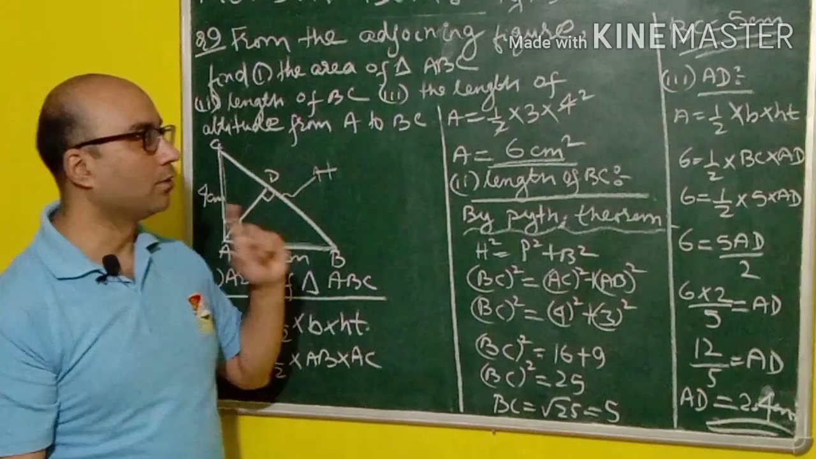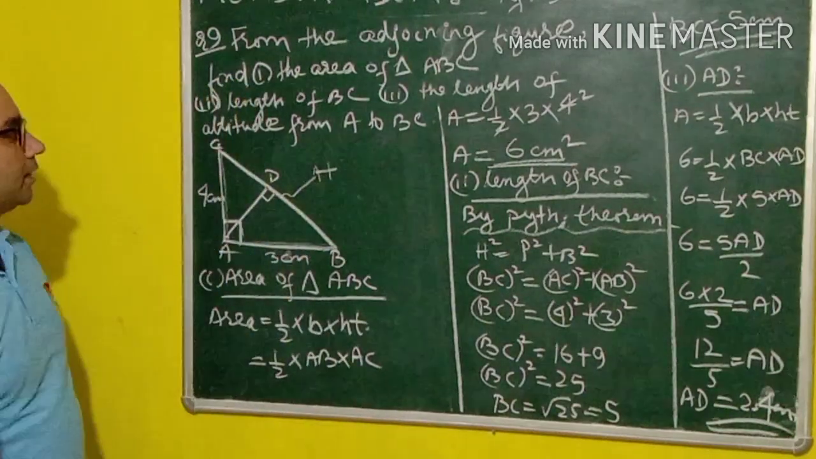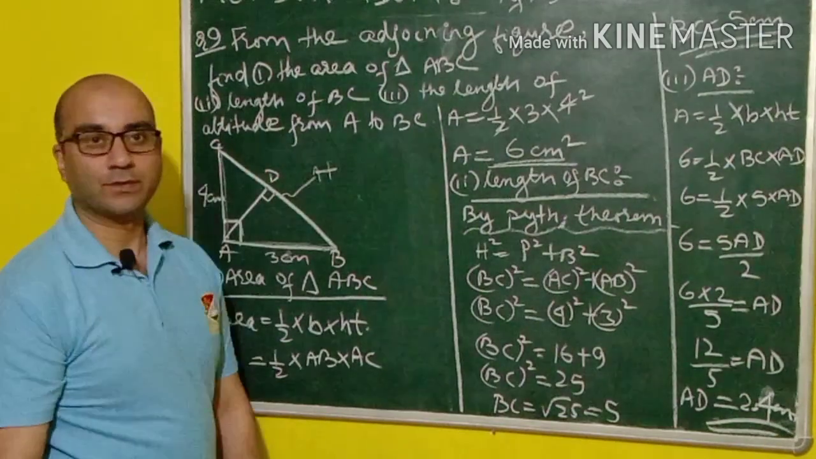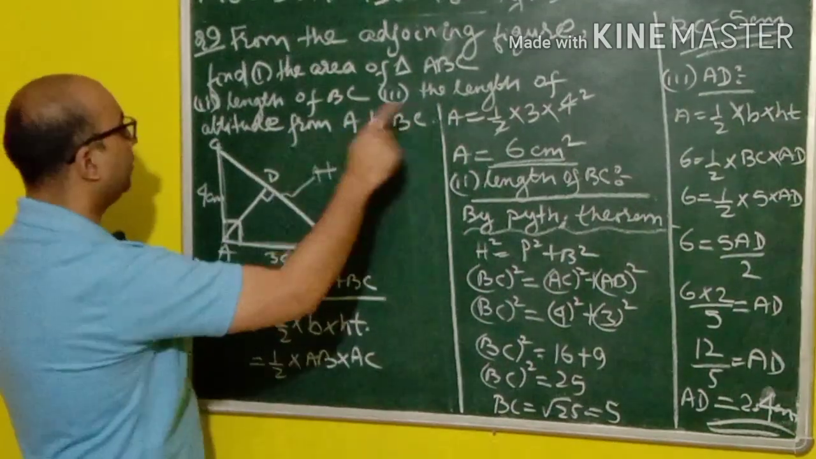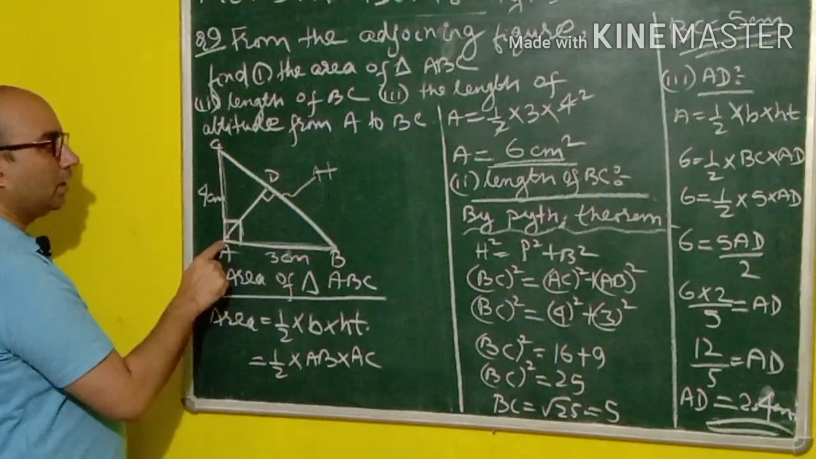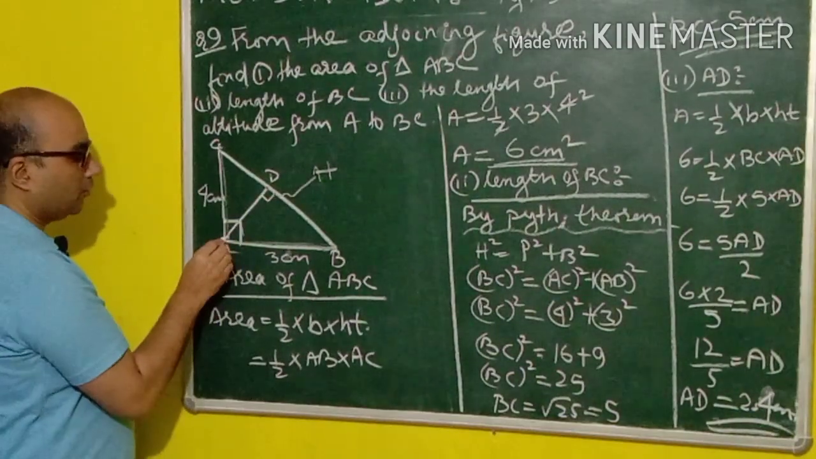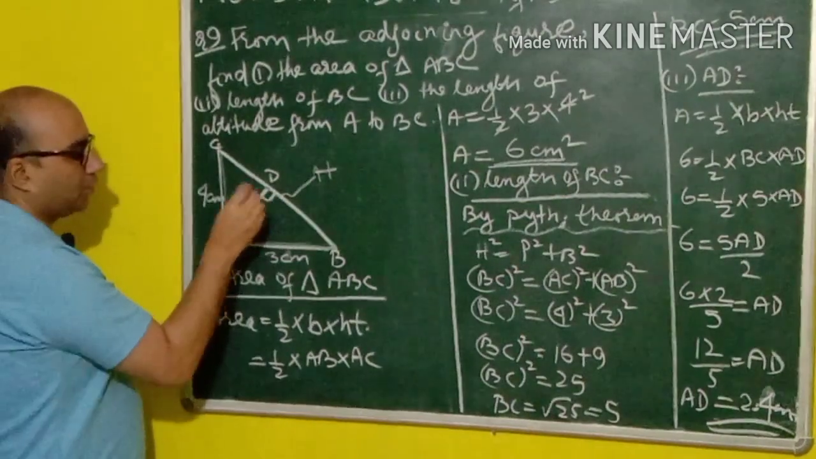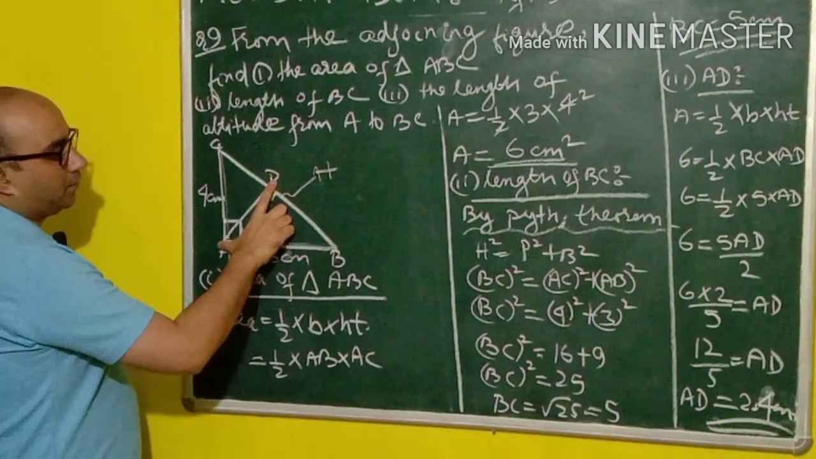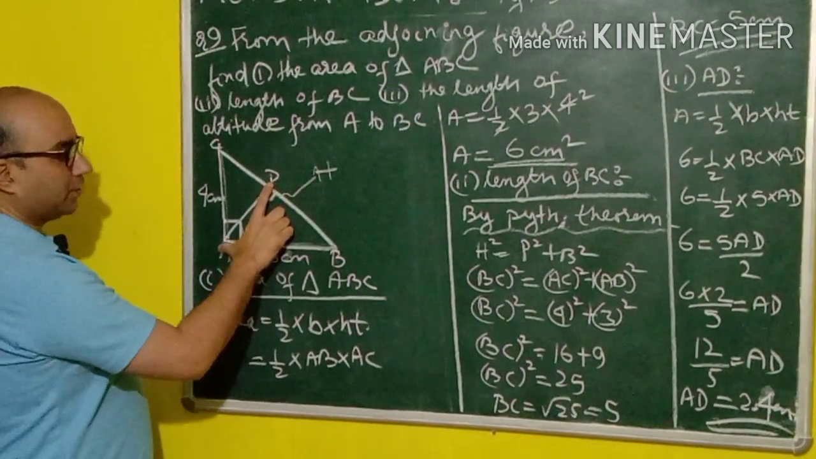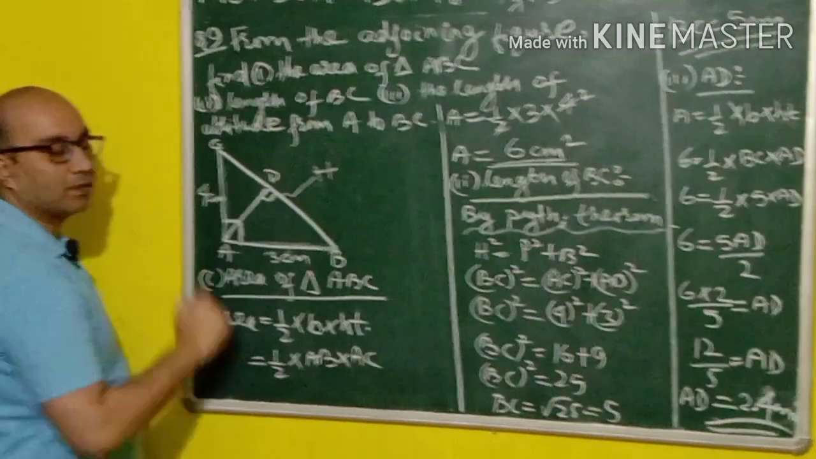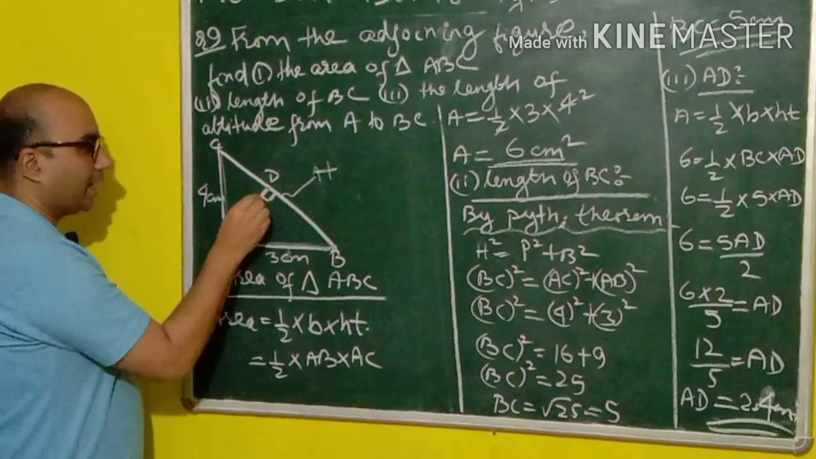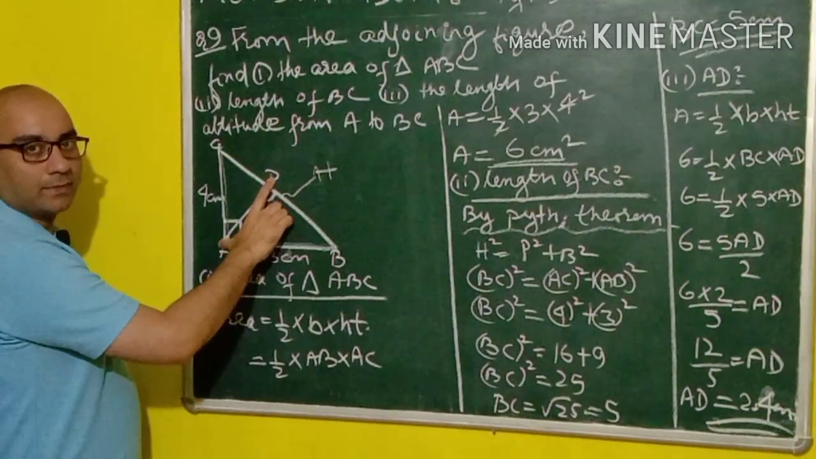Okay. Now let us move on to the third part, Roman 3, the length of the altitude from A to BC. Now this is interesting. From A you draw a straight line, a perpendicular, it is given in the question. So you need to find the length of the altitude, that means AD becomes the altitude, which is quite evident from the question itself. Since it's making an angle of 90 degree, this will become the altitude now.